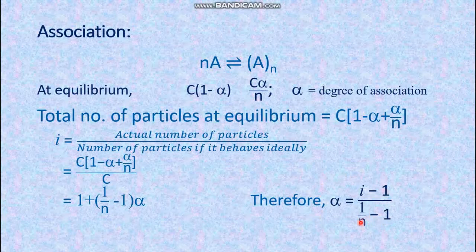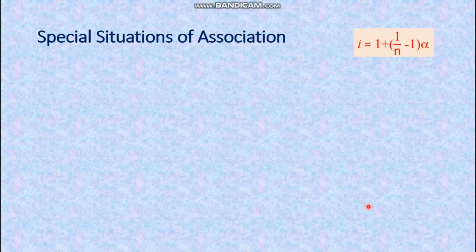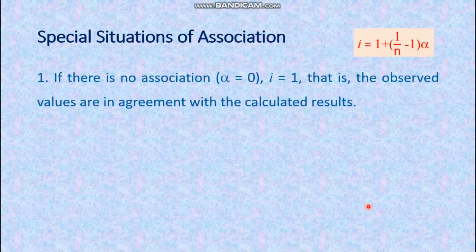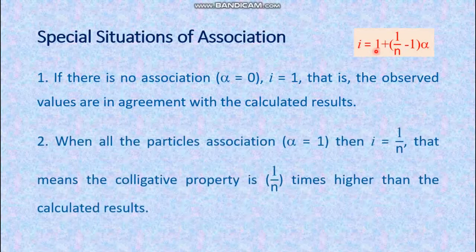So with the help of i you can find out alpha, or conversely with the value of alpha you can find out the value of i. Special situations: number 1, alpha is 0, means no association, so i equals 1, and the values are in agreement with the calculated results. And number 2, when all the particles associate, in that case alpha equals 1. If alpha equals 1, it is 1 plus (1 by n minus 1), that means equals 1 by n. So i equals 1 by n.